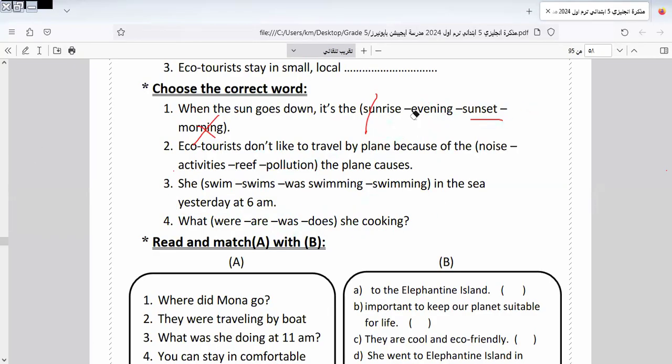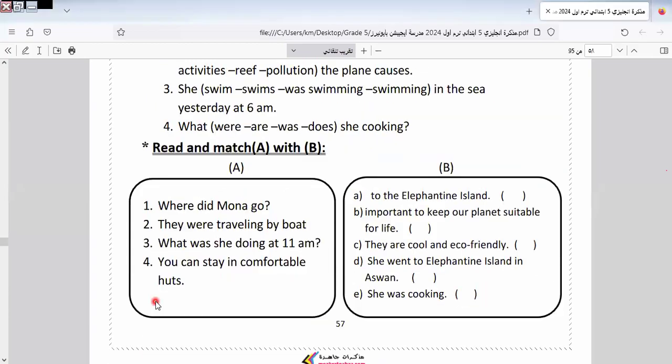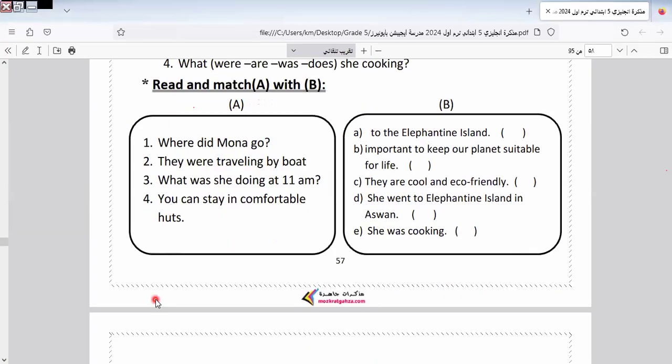I would like to say that I explained lesson 5 in a separate video. I will finish this video and then explain lesson 5 in a separate video to make the video shorter, not longer, okay? To be easy to understand, okay? To understand with me.